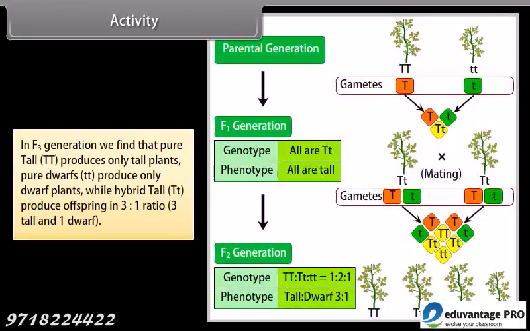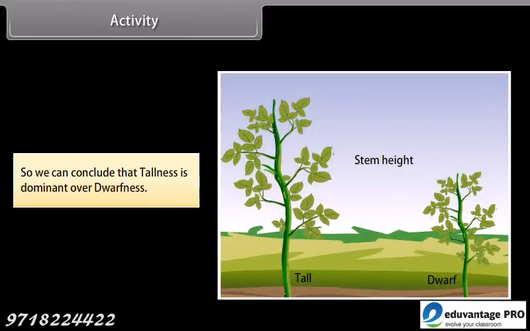In the F3 generation, we find that pure tall, TT, produces only tall plants, pure dwarfs, tt, produce only dwarf plants, while hybrid tall, Tt, produce offspring in a 3:1 ratio, 3 tall and 1 dwarf. So we can conclude that tallness is dominant over dwarfness.